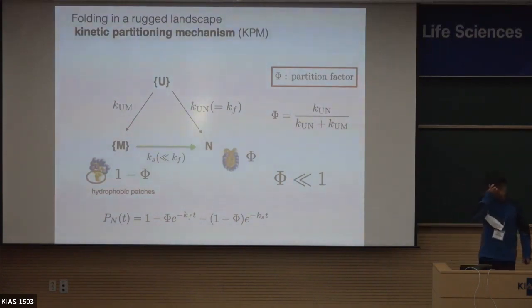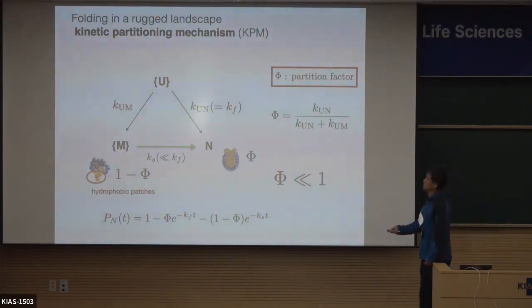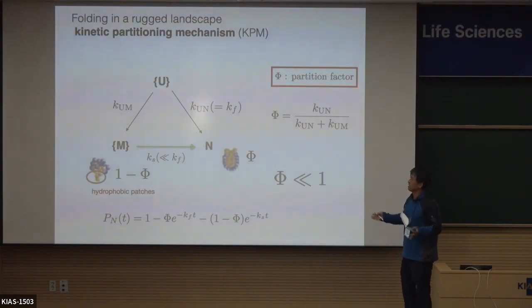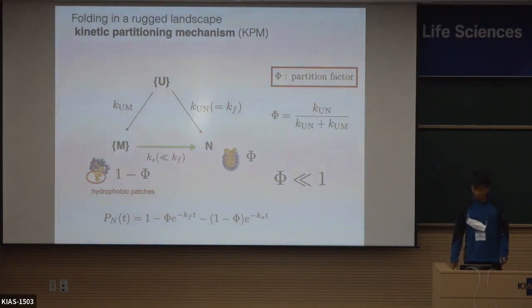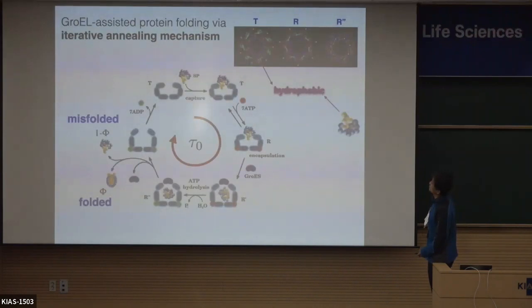In the cellular condition, when this kind of misfolded state is dominant, you need to worry about the aggregation among the misfolded proteins. That causes a lot of problems for cellular function. So cells are equipped with protein chaperones. One of the best studied protein chaperones is GroEL, and it looks like a cylinder, a barrel-like structure.